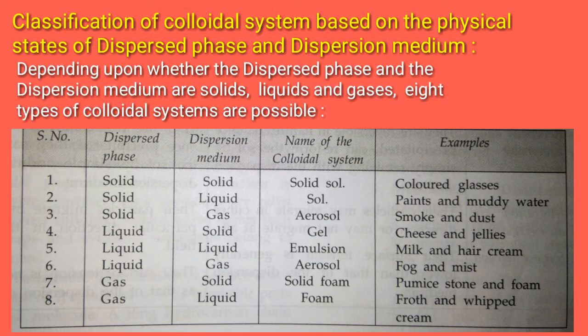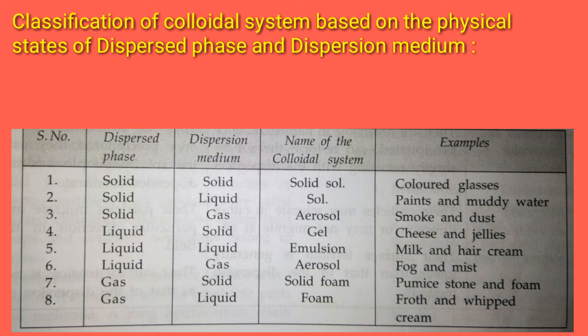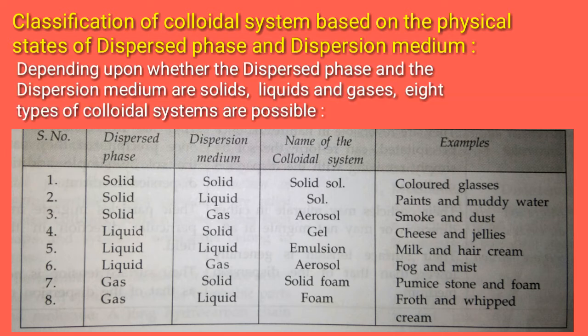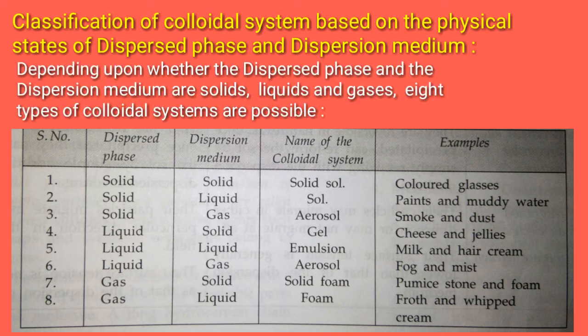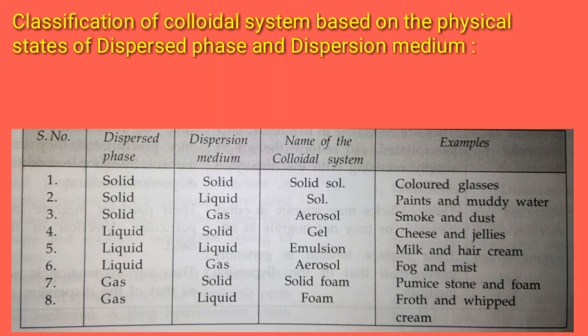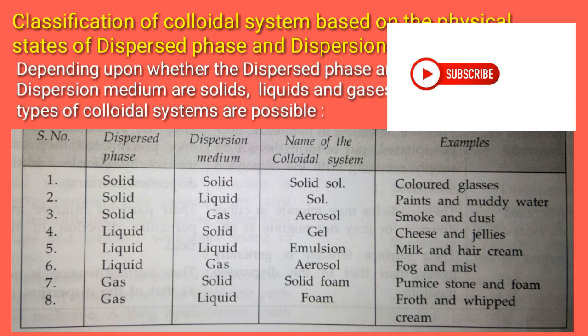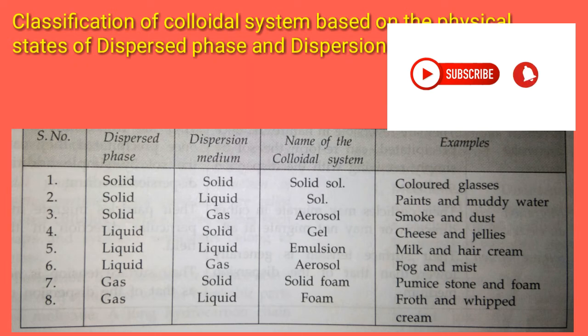The first type of colloidal system is solid sol. In this colloidal system, both the dispersed phase and dispersion medium are in solid state. One example of solid sol is colored glass. The second type of colloidal system is sol. In this type, the dispersed phase is in solid state and the dispersion medium is in liquid state. That means the solid dispersed phase particles are dispersed in the liquid dispersion medium. Examples of sols are paints and muddy water.